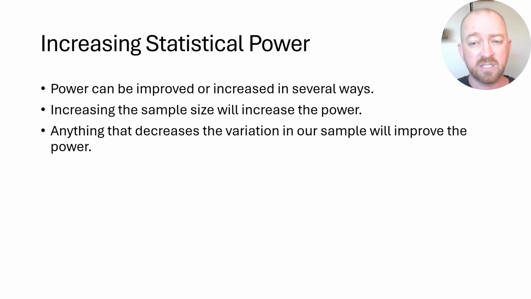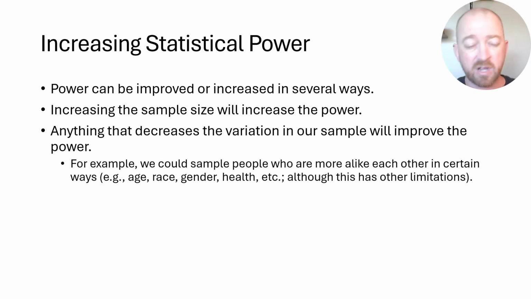Also, anything that decreases the variability or the variation among your sample on that dependent variable will also improve the power. Now, that's kind of a complicated sentence, but let me give you some specific examples. So you could, for example, get people in your participant pool who are more alike each other. In other words, they just differ from each other less on all sorts of measures. That could be particularly useful. For example, people are going to differ quite a bit on all sorts of measures if they differ on age.